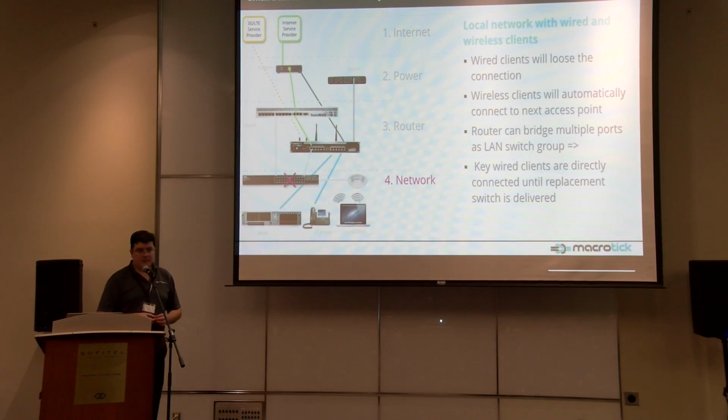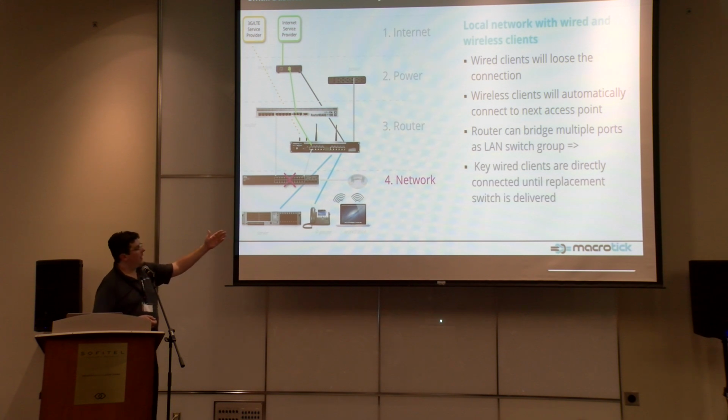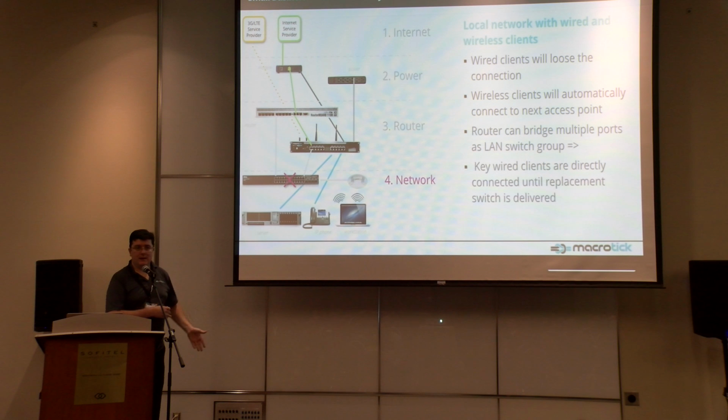And then the last piece is the network. When it comes to the network, the challenge with the wired connection is that if you have a single network switch and it goes down, your wired clients lose the connection. Your wireless will actually be able to pick up a second access point. So if you have a second access point with the same SSID, wireless clients will automatically move over to the backup link, whereas the wired connections unfortunately will be down.